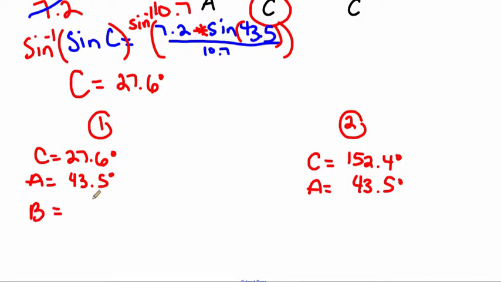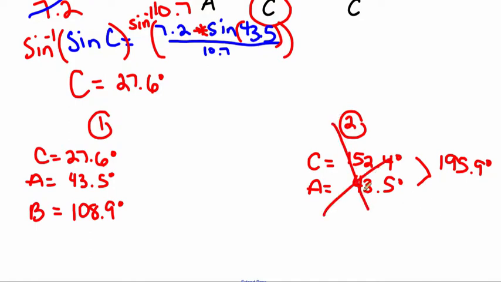So I can add these two together and subtract them from 180, and I get that angle B for this triangle is 108.9 degrees. But what I notice when I add these two together, that gives me 195.9 degrees. But I have to remember the sum of the measures of the angles of a triangle is 180. This is already more than 180, so this does not make a valid triangle. So sometimes when we do law of sines, we only have one option.